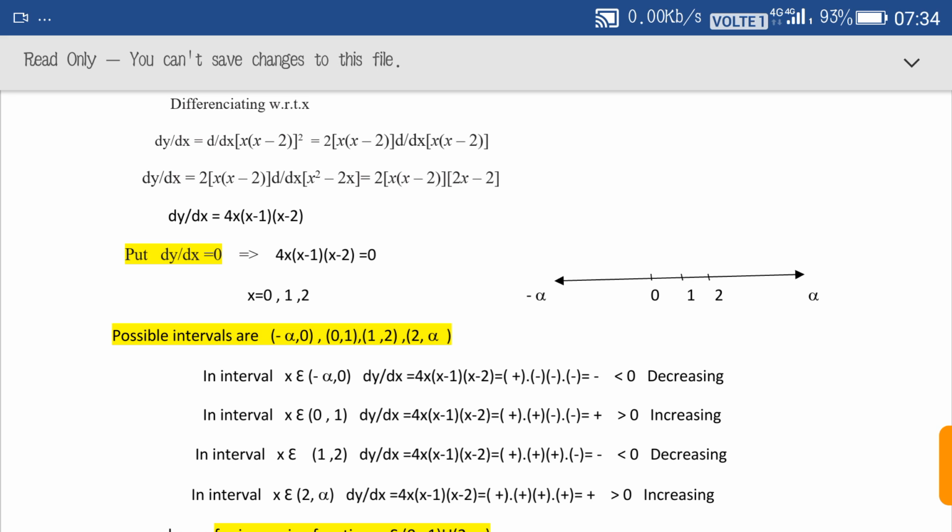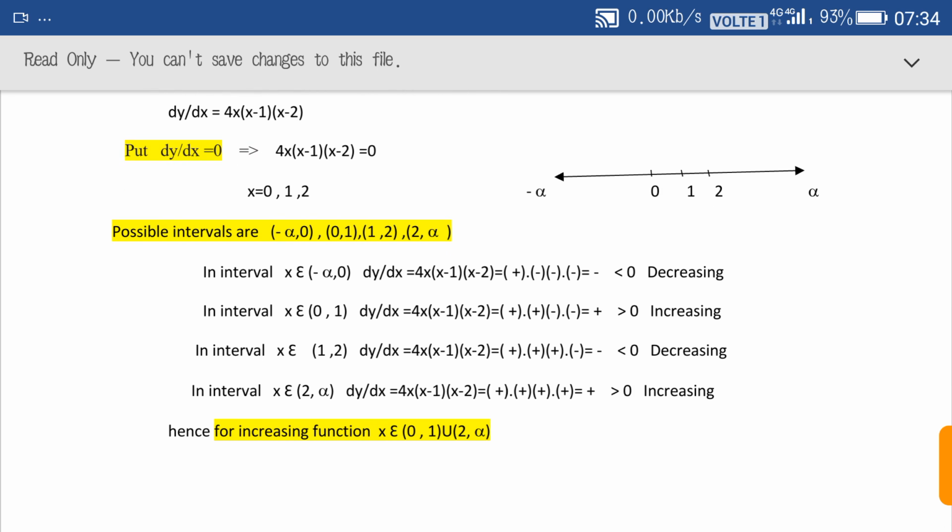Now take x from the other interval, 0 to 1, which means fractional values, less than 1 but greater than 0. Now check dy/dx. 4 is positive, x is a fraction and so positive. x − 1 will be negative because 1 is greater than the fraction. x − 2 will again be negative. Thus we get the sign plus into minus into minus. The result will be plus, which shows that the function is increasing in this interval.